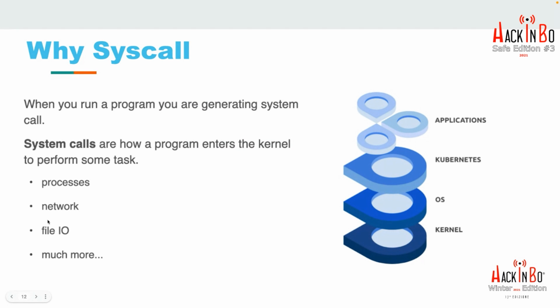The first question you might have now is, wait a minute, why do we use syscalls? And the answer is pretty simple. If we think about how syscalls work, anything you do in all the layers generates a lot of syscalls, from running a binary to opening a connection or reading or writing a file. System calls are how a program enters the kernel to perform actions, and as you can imagine, all this information can be used for different purposes.